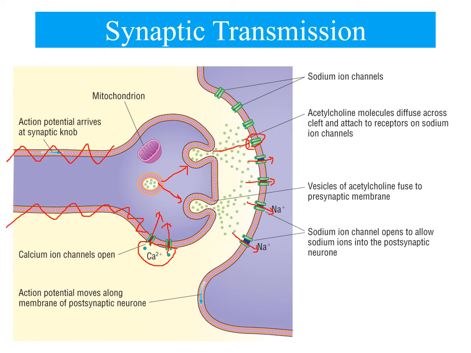Now what has to happen afterwards, otherwise these would stay open, is that there needs to be an enzyme that breaks down that acetylcholine. There's an enzyme called acetylcholinesterase that breaks down the acetylcholine, and then that can go back towards the presynaptic knob to be recycled into acetylcholine.